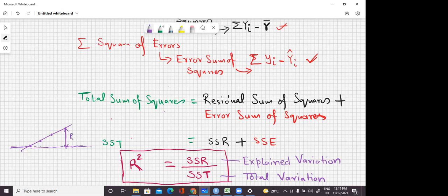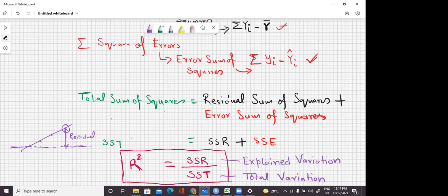Now, what is the error? Error is the difference between the actual point and the predicted point. Here in this case, the actual point coincides with the predicted point. The predicted point is the point on the regression line. So that error will be 0. So the entire variation we say is explained by the regression line.